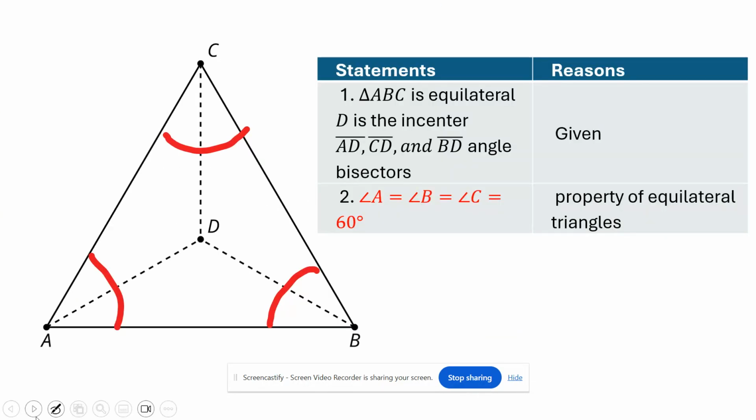So what we're going to start with here is the fact that it is an equilateral triangle, D is the incenter, and everything that's given, right? Okay, so here we can see, we know that triangle ABC is equilateral, meaning each of these angles is 60 degrees, okay? That's just a property of an equilateral triangle. It also means that the sides are congruent.